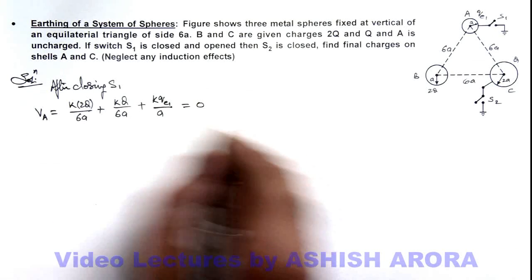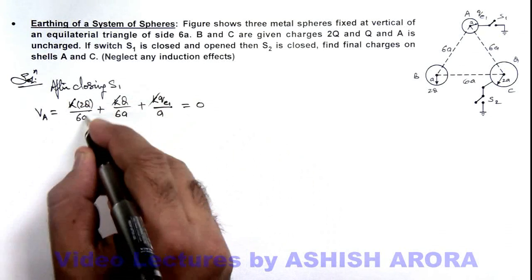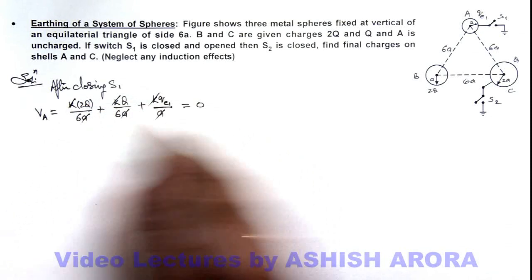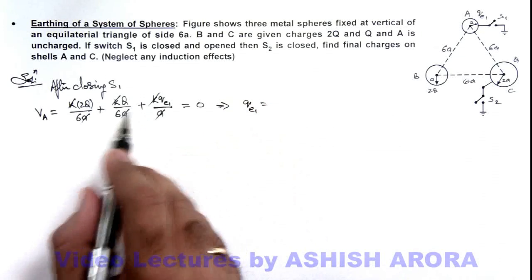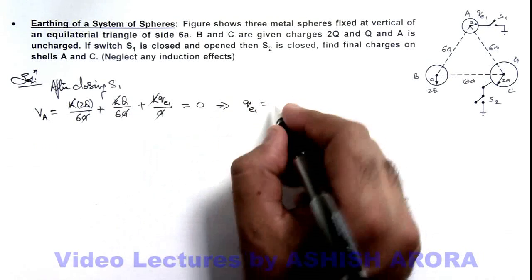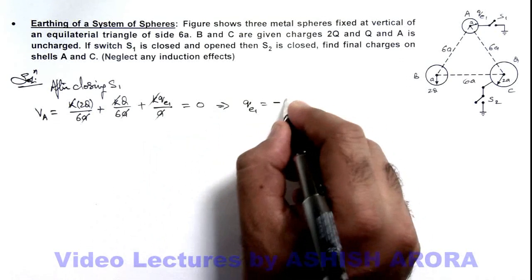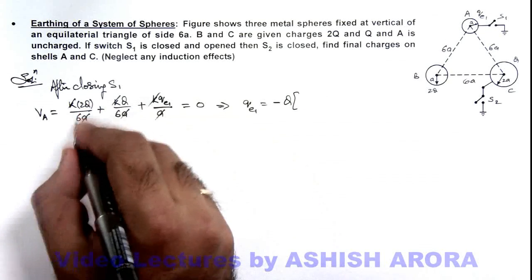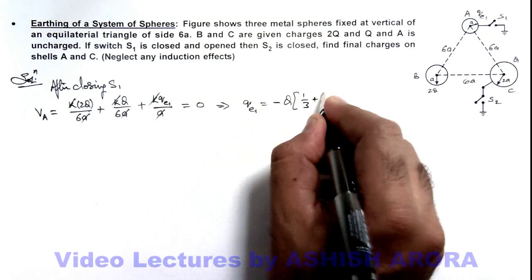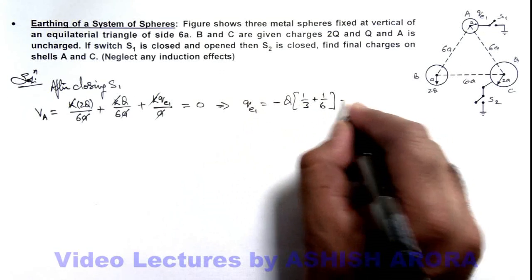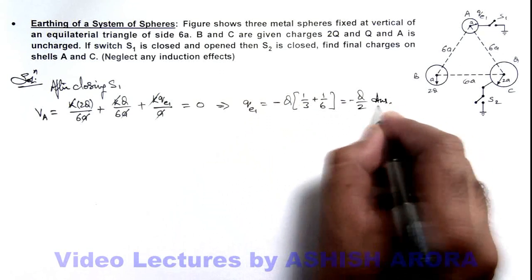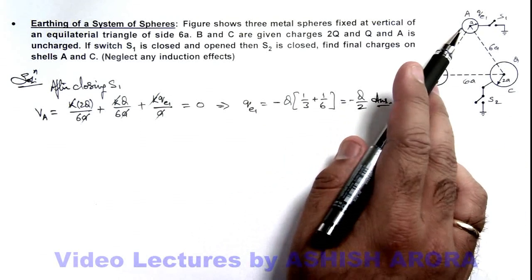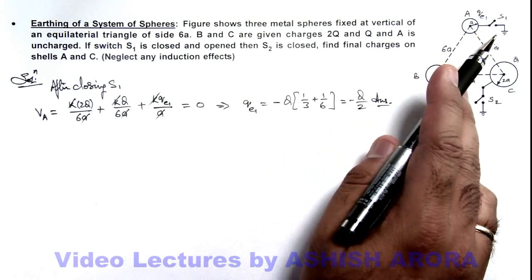If we simplify this equation here, K gets cancelled out, A gets cancelled out, and this will give us the value of QE1. On simplifying, we can take these two terms on the other side, so this will be minus Q, and this is 1 by 3 plus 1 by 6. The result will be minus Q by 2. There is one answer to this problem, that is charge on a spherical shell A after closing switch S1.